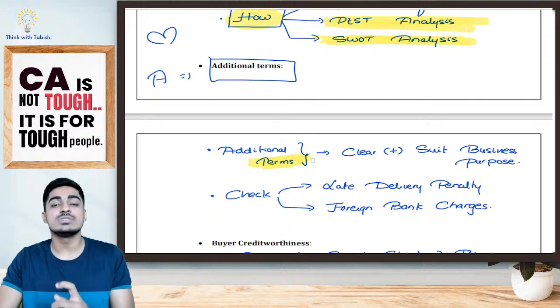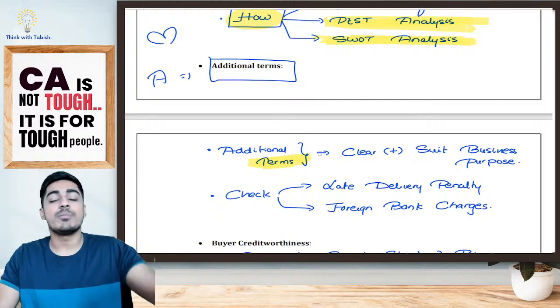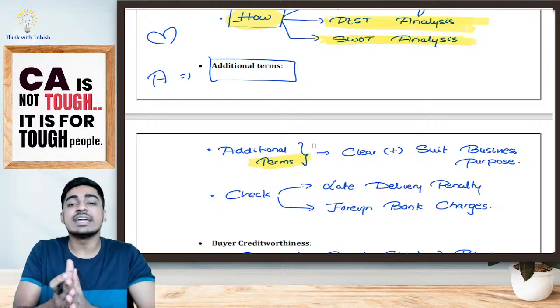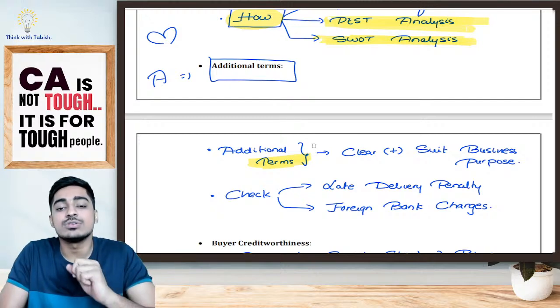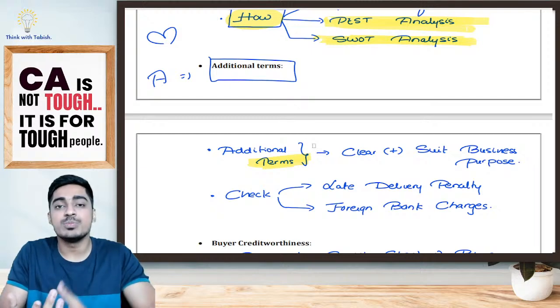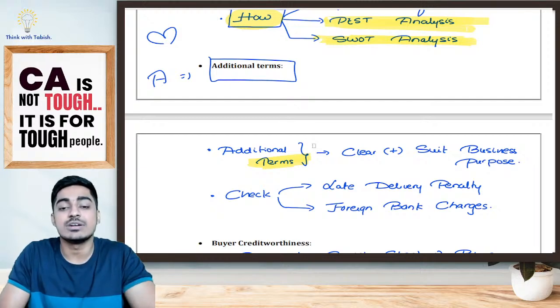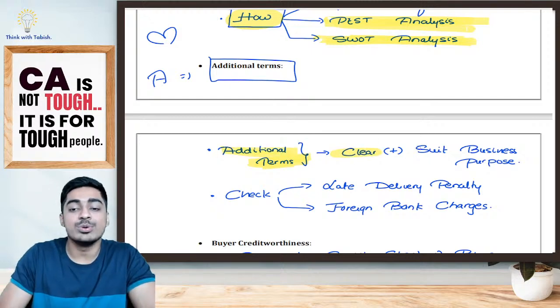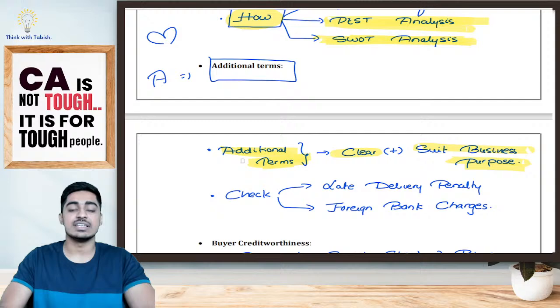There should be no terms which could bring in a possible complication in the future. So these are the additional terms. Yes, now we are selling it at a very small price, at our marginal cost only. But if there is any term which could bring us huge penalty complications in the future, then it is not feasible at all. So we'll see whether all the additional terms are clear and do they suit the business purpose. That is the first thing.